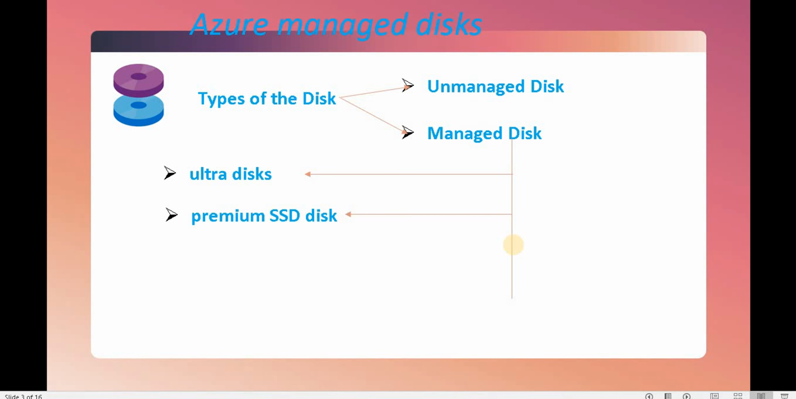Now next is the premium SSD disk. It is backed by SSD and delivers high performance, low latency disk support for VMs running IO intensive workloads. The premium SSD disks are mainly used for production and database servers. So if we are hosting a database on a particular server, then the premium SSD will be a good option.